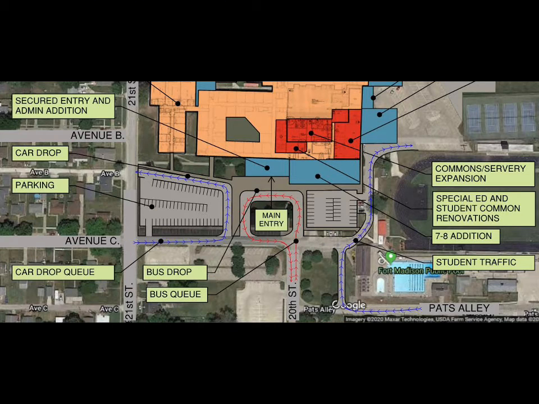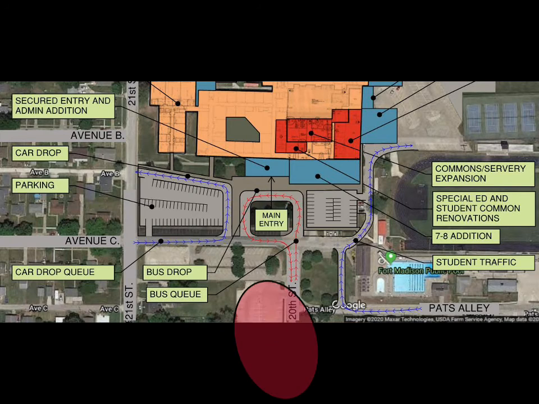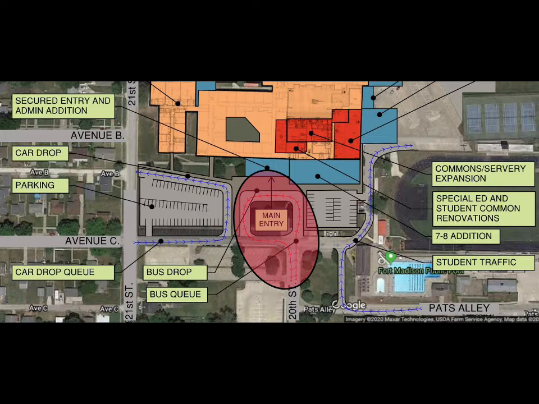Looking first at the site, phase 1 work includes a complete reconfiguration of the site traffic. A new car drop-off and parking lot are added in the south lawn to receive and queue traffic from the west. A new bus lane at the new main entry utilizes 20th Street, and a dedicated drive for high school students to access the east parking lot via Pat's Alley. These enhancements will not only alleviate the current issues of traffic congestion, but will also support the added population of faculty and community traffic to this facility.